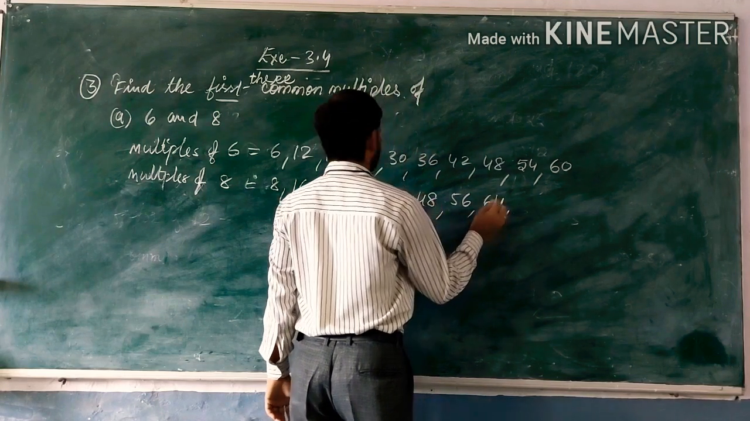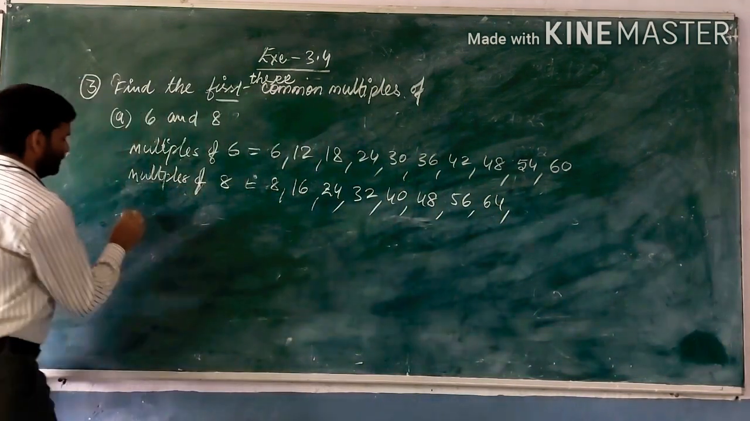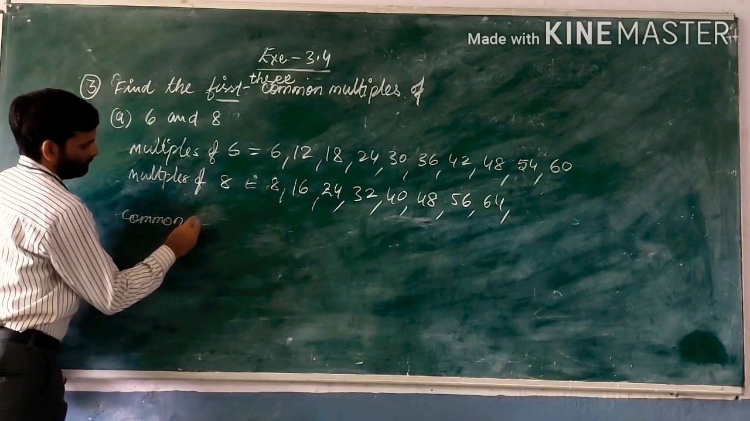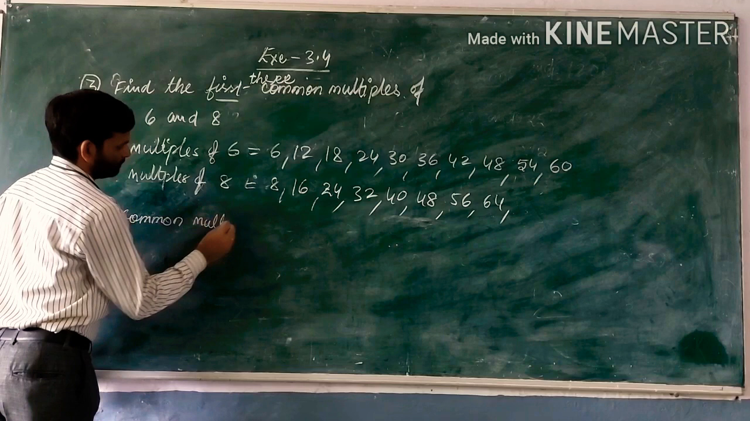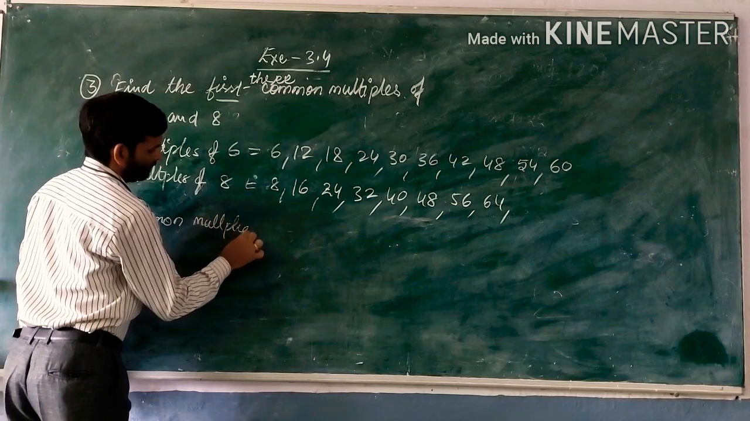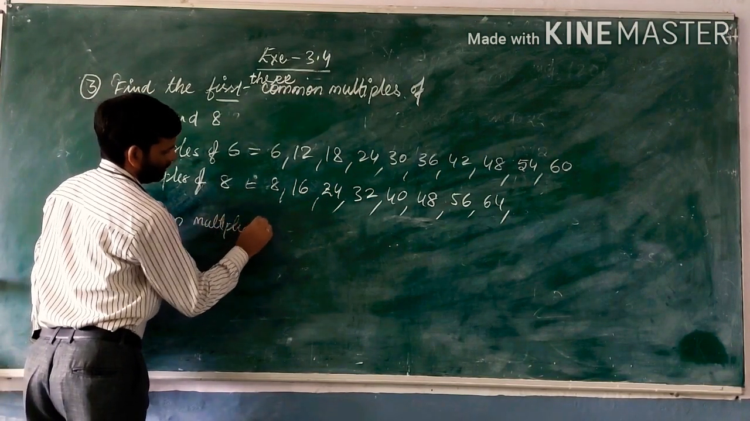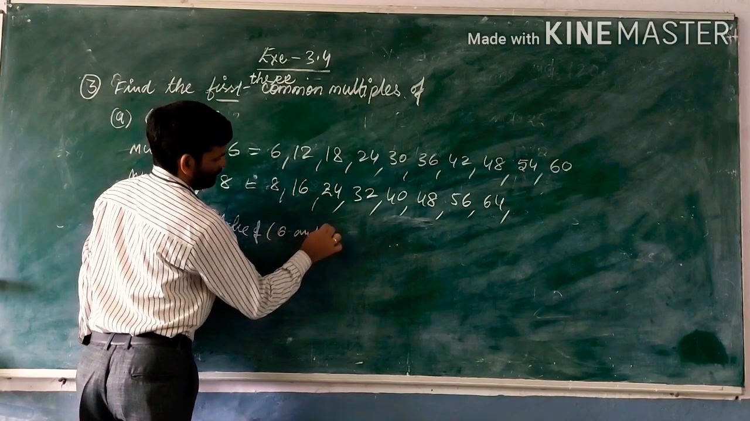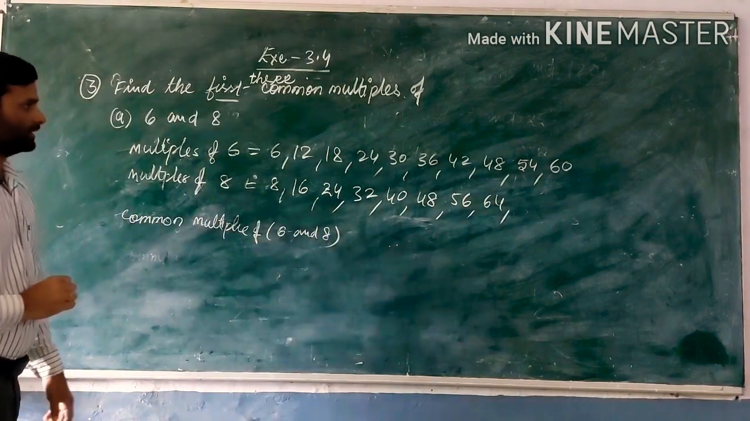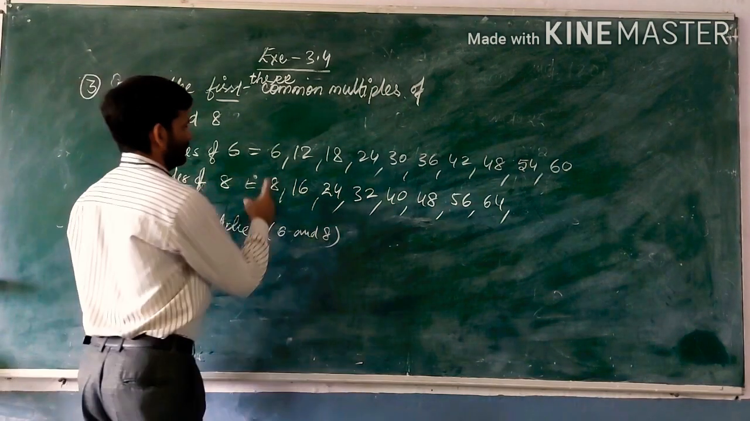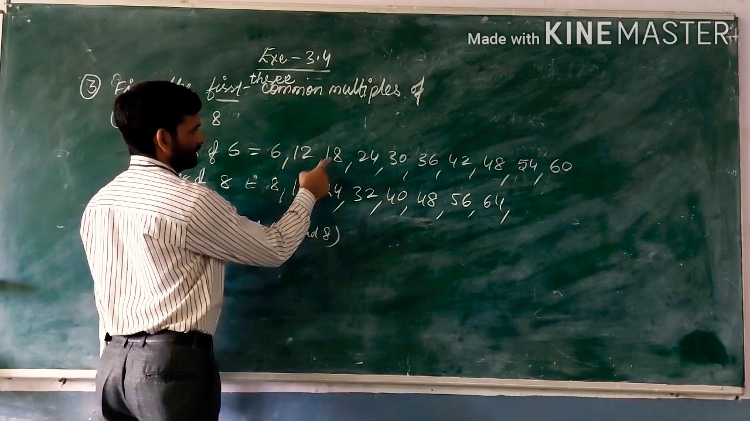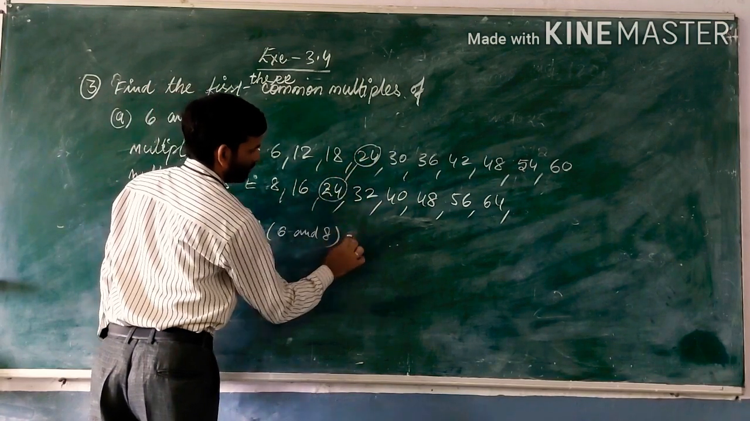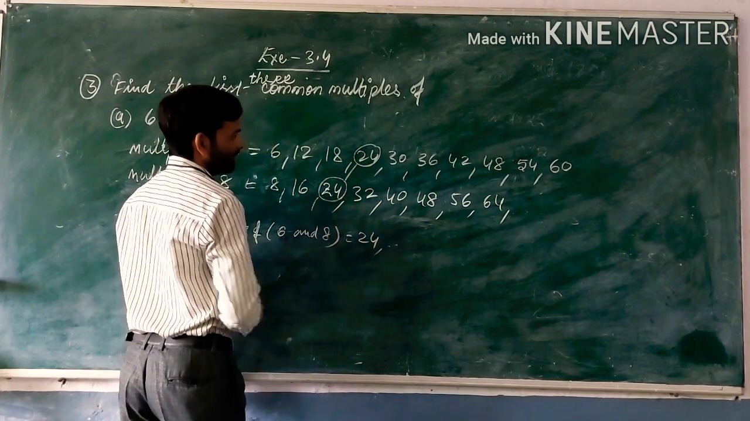Next. Okay, now check the multiples of 6 and 8. You check: 6, 8, 12, 16, 18, 24. This is the first common multiple.